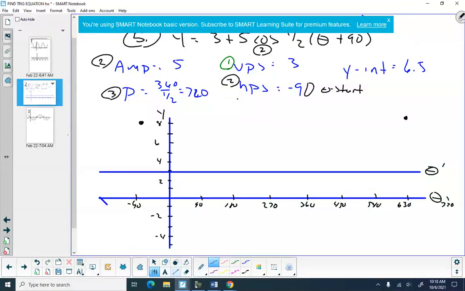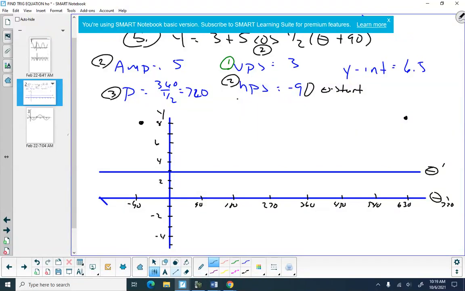Abby, what do you have? What's the theta value? Yep. 270. So we take -90 and 630. That gives me 540. Divide that by 2 gives me 270. Now the y value. What's the y value?